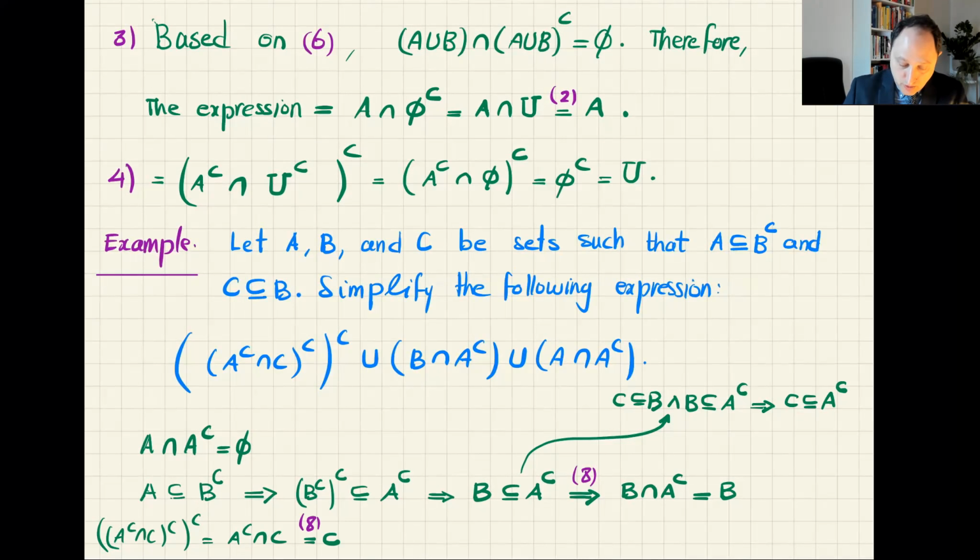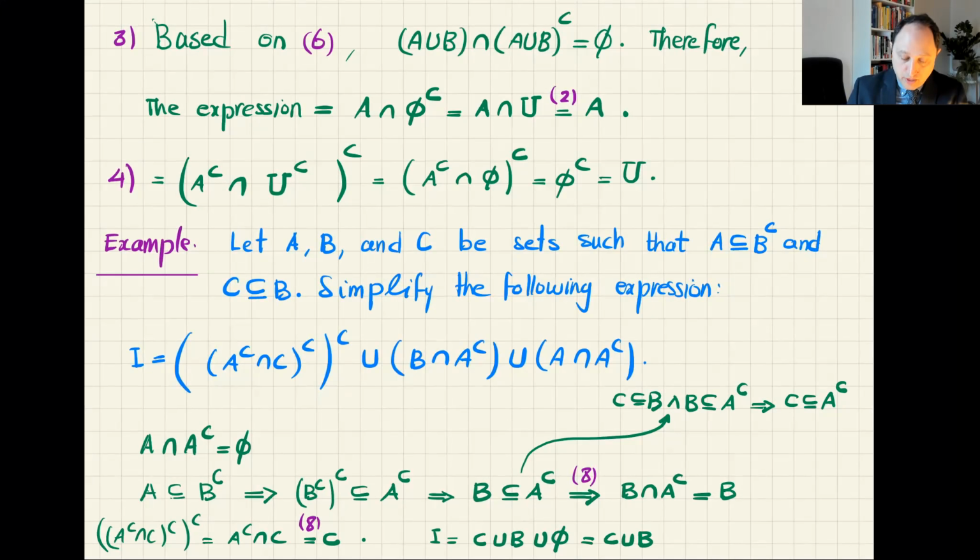Okay, now everything is ready. So let me call this expression I. Therefore, this expression I becomes equal to C union B union the empty set. Yes, is that understandable? Okay, but union empty set doesn't have any role, so I can just write it C union B. Can I continue further or should I stop here?